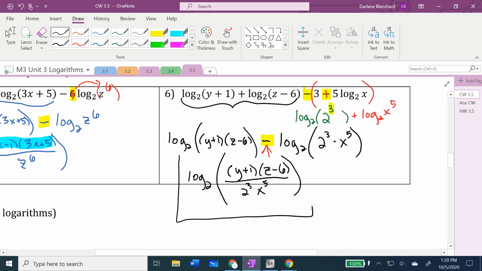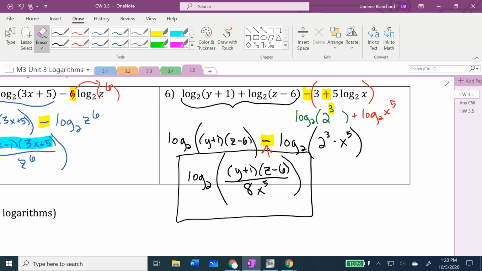So this would be considered a condensed logarithm. However, what is 2 to the 3rd power? What is 2 to the 3rd power? 8. So I want to say the directions only said condense. So that means you can leave it as 2 to the 3rd power, or you can write it as an 8. Now, I need to go back.